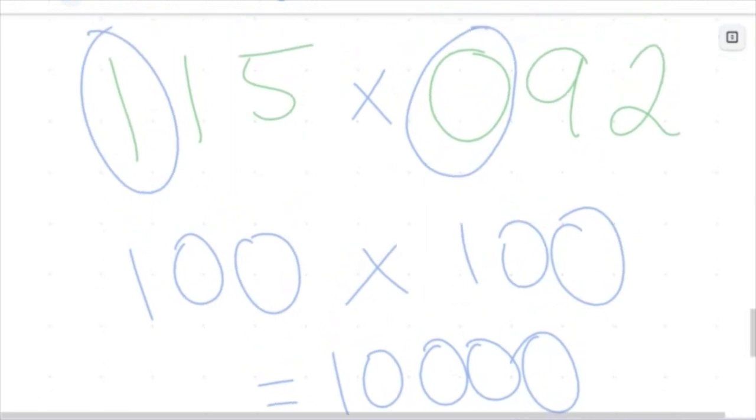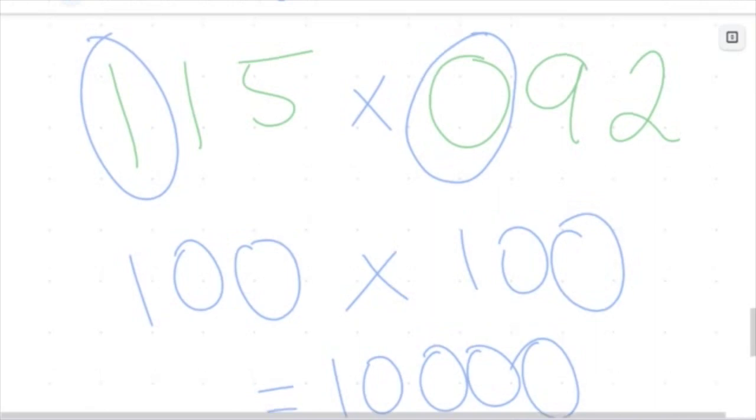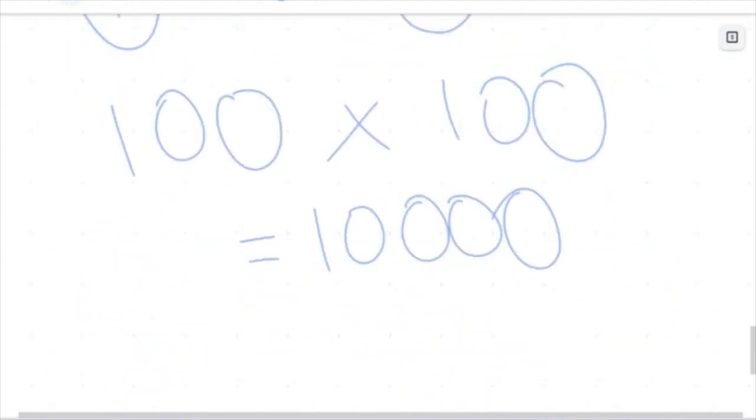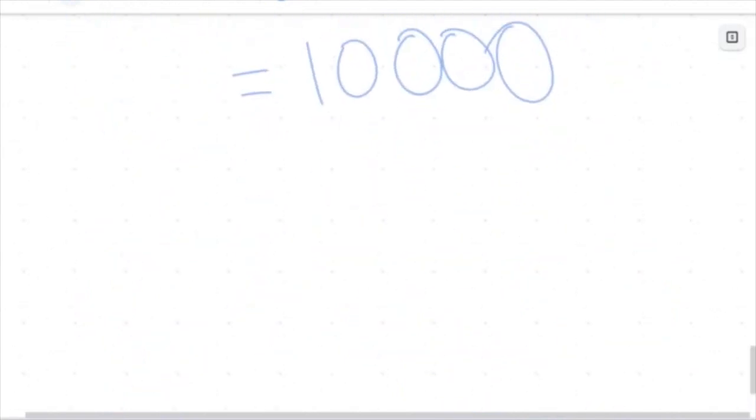Obviously, if we did our methods for multiplication, we would get a far more accurate number, but we rounded both of these numbers first to the nearest 100. So 10,000 is like a rough ballpark. That's what estimation's all about. We just want to be in the ballpark, right? Now, we'll do one more question here.